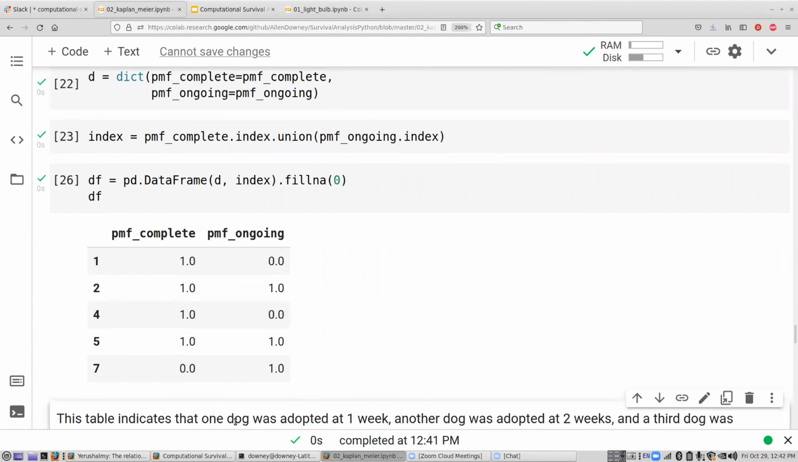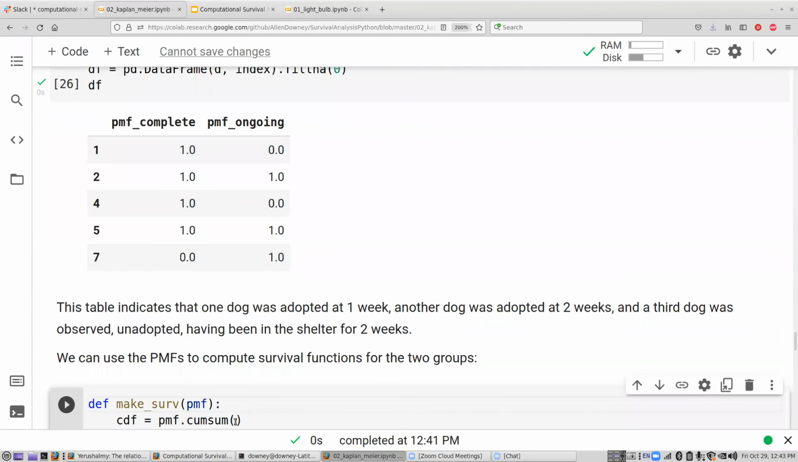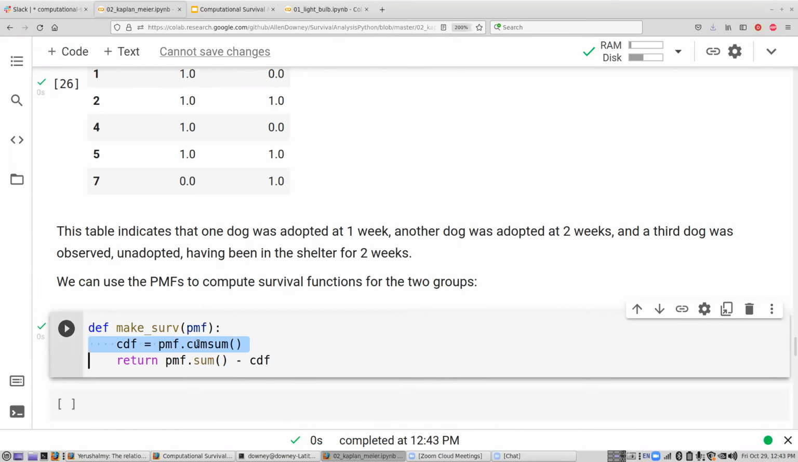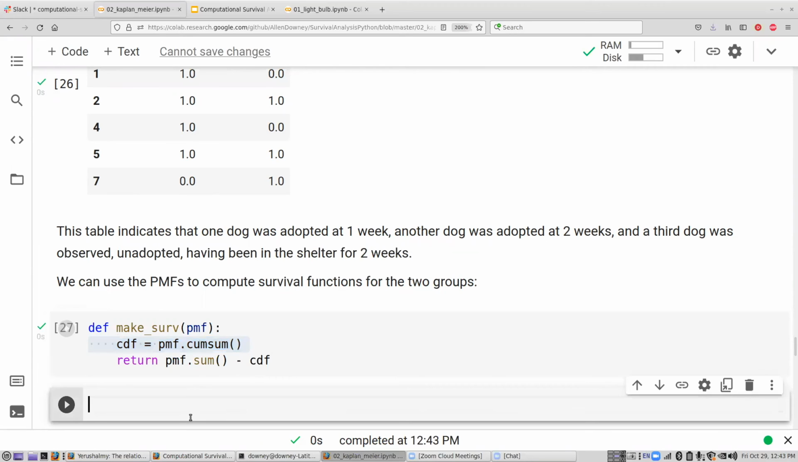So I don't want to get too bogged down in the computation here. Where we're headed again is we're going to compute the number of dogs at risk. And in order to do that, I'm also going to compute the survival functions. Again, what I'm going to do is compute the CDF, which is the cumulative sum of the PMF, and also the complement. So once I've got the CDF, I compute the complement, and that's the survival.